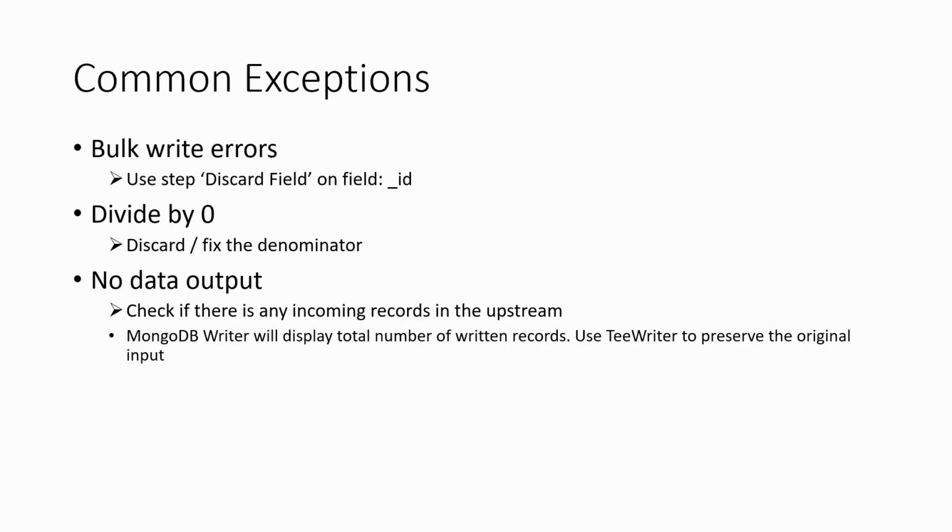And the next rather common error or exception will be bulk write errors. So bulk write errors occur when the unique ID in the hidden field underscore ID is duplicated. So to fix this, use the step discard field on field ID. Now this will be a temporary workaround until you can find the root cause.